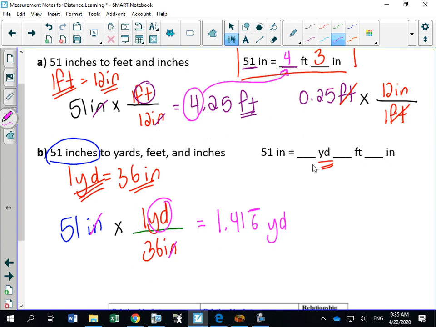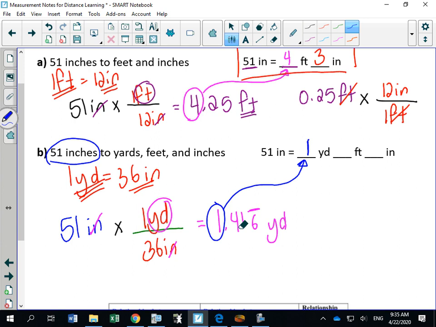Okay, so what are we going to do? They wanted to know 51 inches is equal to how many yards? I now have that answer. You take the number in front of your decimal. So 51 inches is 1 yard.